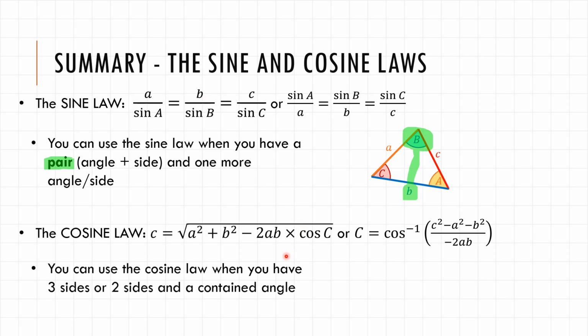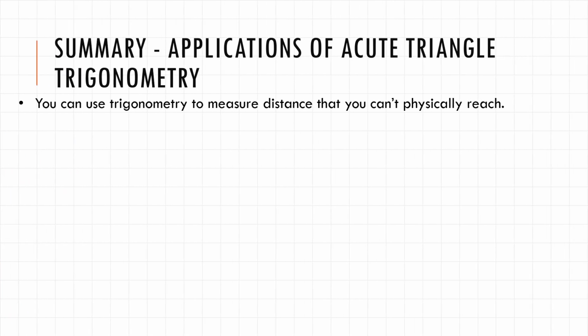If you have the three sides of a triangle, you can use that to find any angle, as long as this side matches the side that is opposite this angle. You can also use it if you have two sides and the angle that is in between them, and you can use that to find the measure of the third side. Remember, the angle between them must go over here, and the side that is opposite that angle must go over here.